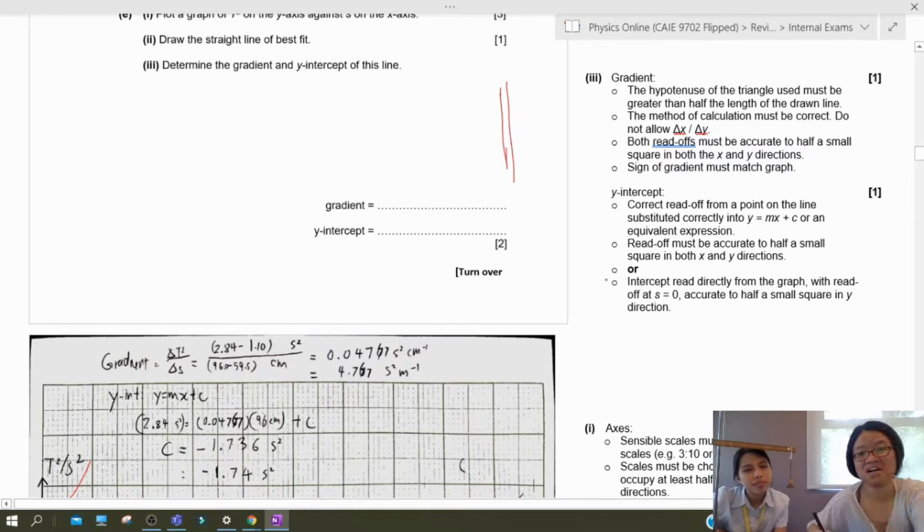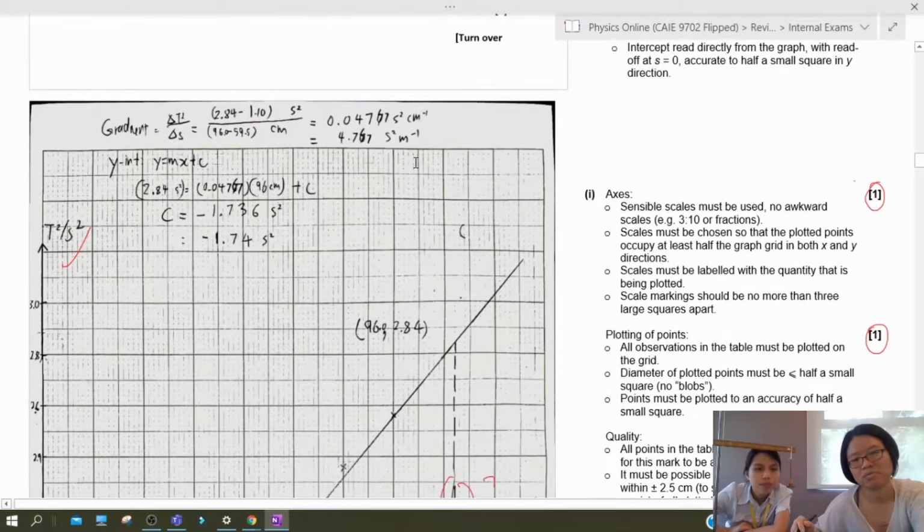If you look at the actual mark scheme, we need to make sure that you have the hypotenuse of the triangle large enough. The method must be correct. Please use the y-axis over the x-axis, not this way. The read off must be accurate. The sign of the gradient must match the graph, so a positive gradient.